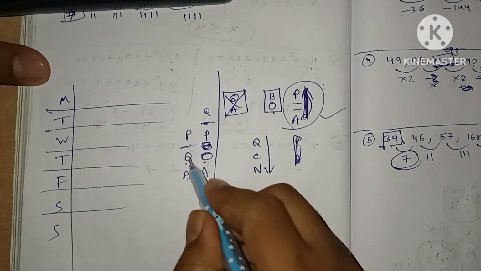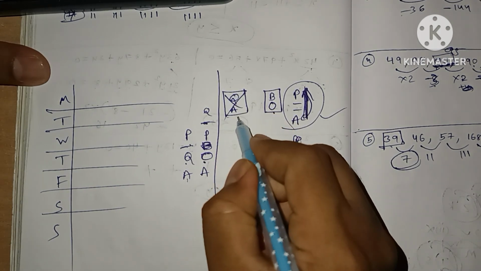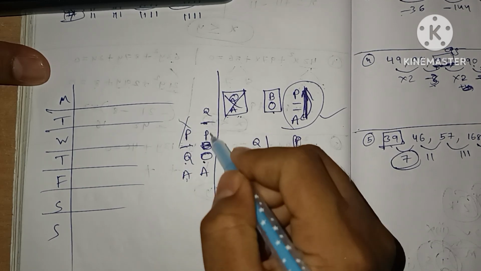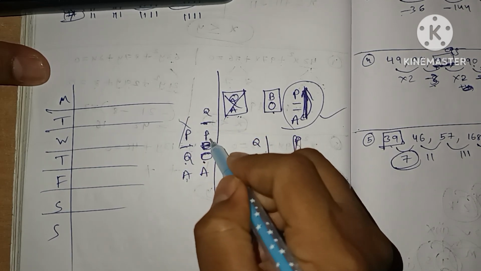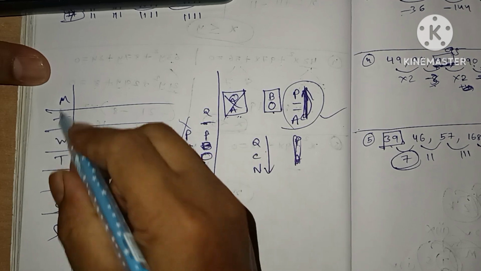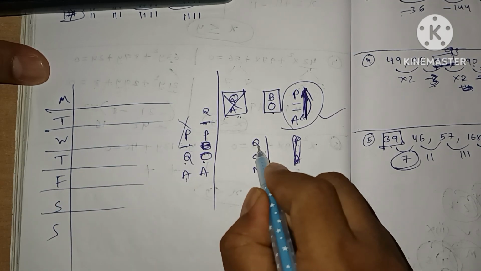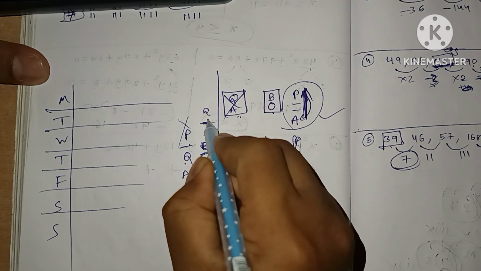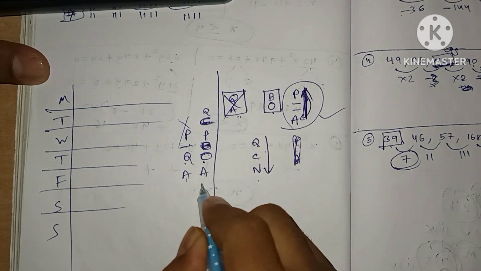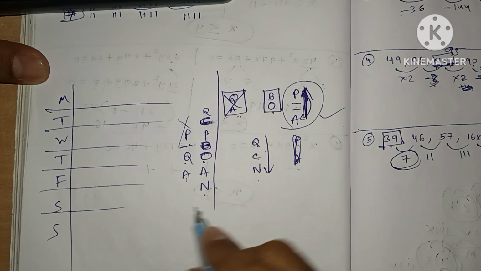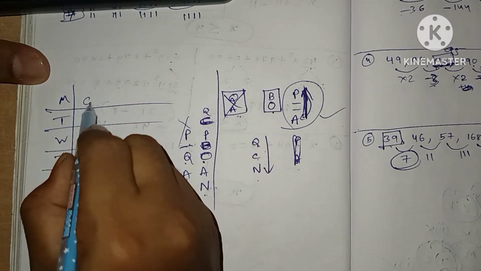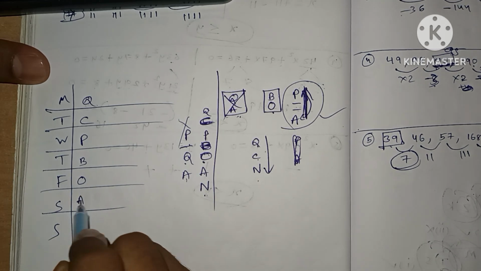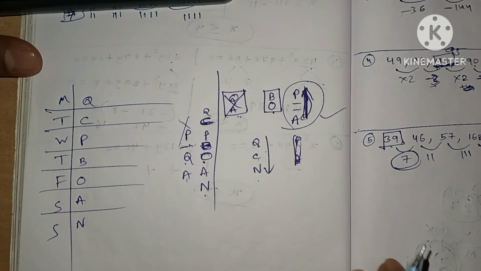Here Q and A are immediate, but our statement says Q and A are not immediate. So this case fails. So we are left with only this case: 1, 2, 3, 4, 5, 6. But we have 7 days. Here we have C after Q, and C before N. So this is the place for C, and the N place will be at the end. So our puzzle solution is Q, C, P, B, O, A and N. This is the solution of our puzzle.